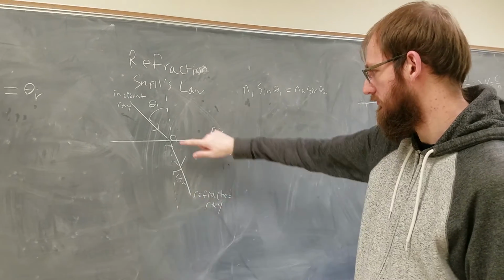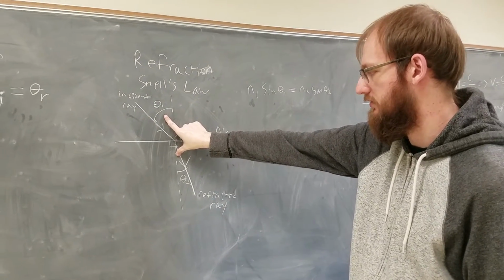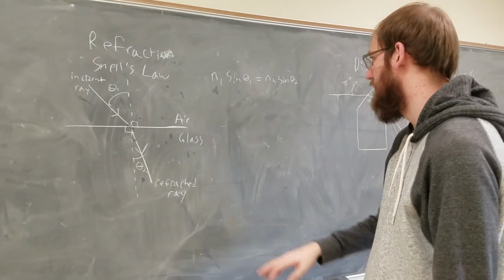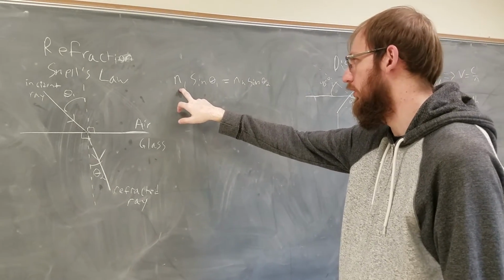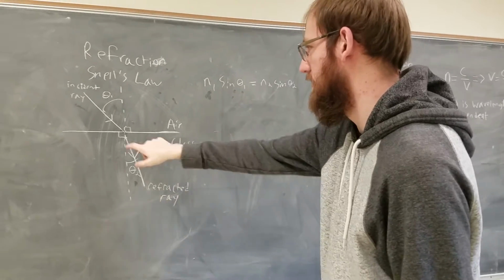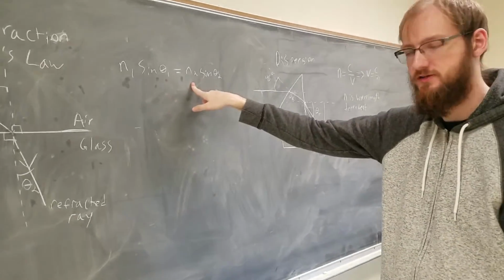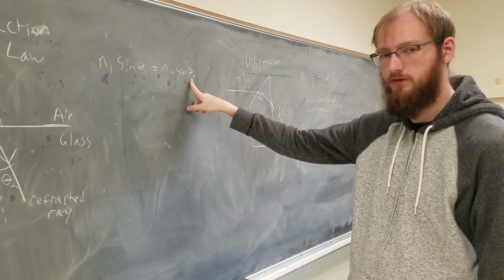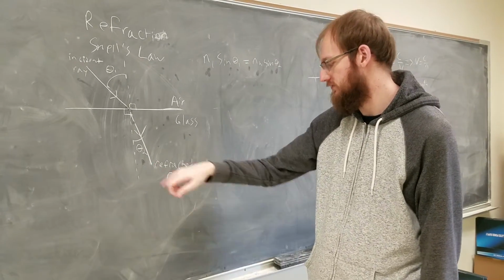So again, we have the same setup where the angle we're concerned with is relative to the normal line. So what we have here is the index of refraction of material 1 times the sine of the angle of incidence is equal to the index of refraction of material 2 times the sine of the angle of the refracted ray, again in reference to the normal line.